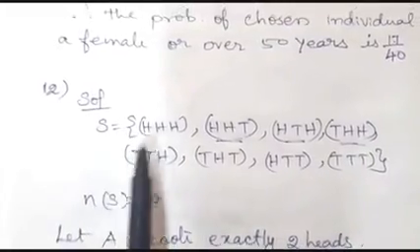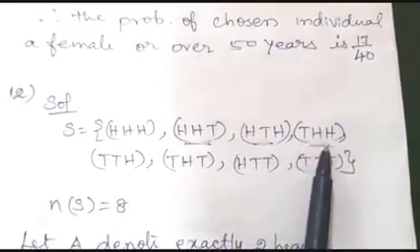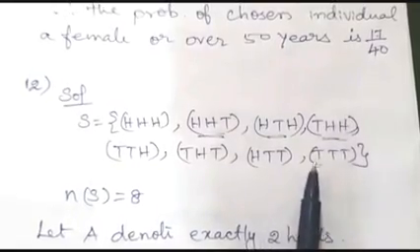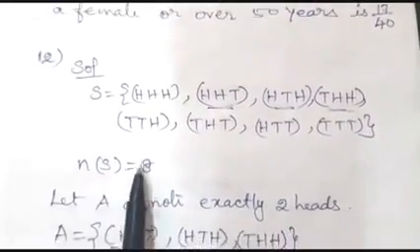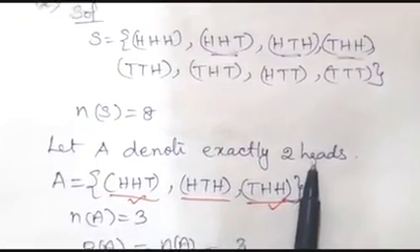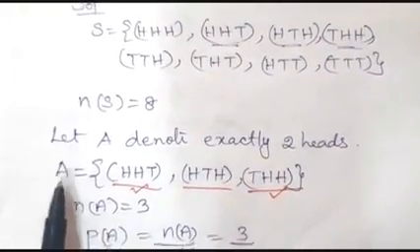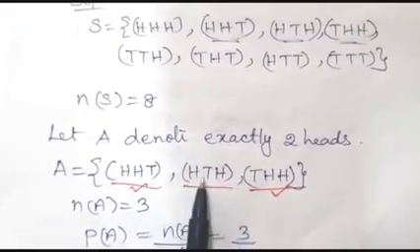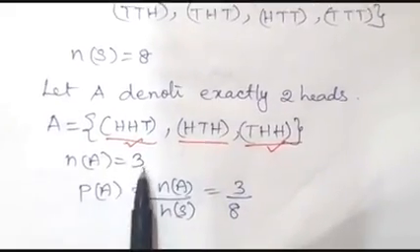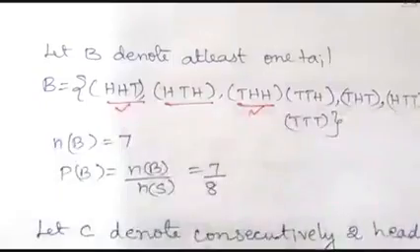Solution: S is equal to HHH, HHT, HTH, THH, TTH, THT, HTT, TTT. N of S is equal to 8. There are 8 elements in this. Let A denote exactly 2 heads. Exactly 2 heads means there should be only 2 heads. A is equal to HHT, HTH, THH. There are 2 heads in each. So n of A is equal to 3. P of A is equal to n of A by n of S, 3 by 8.